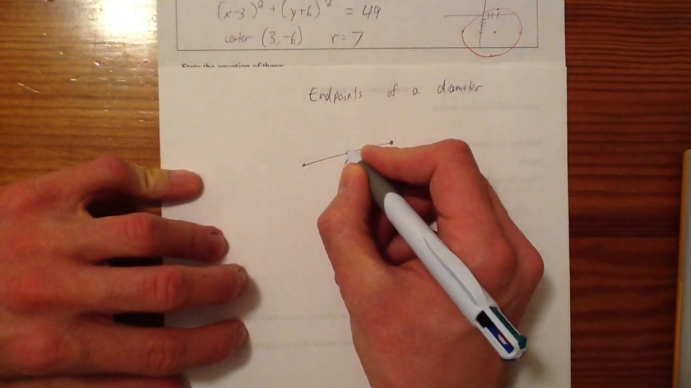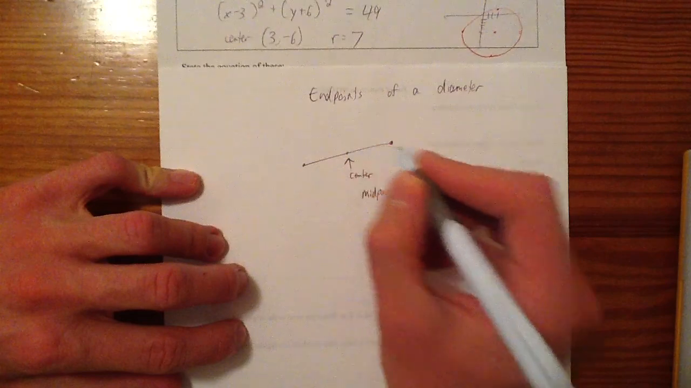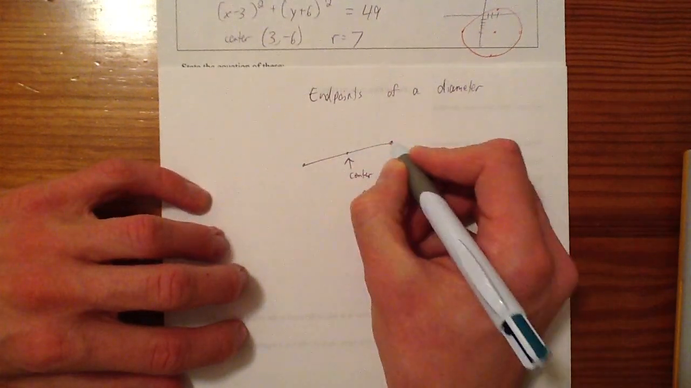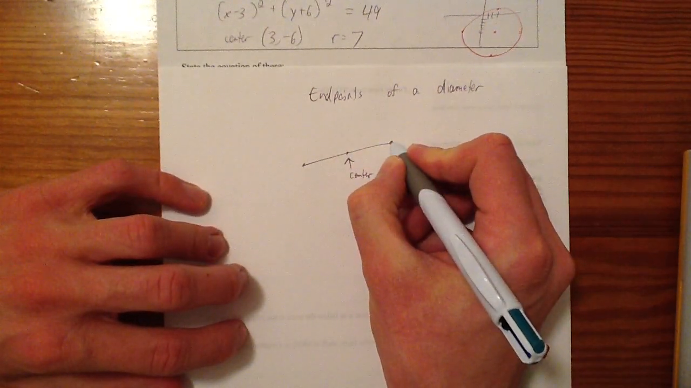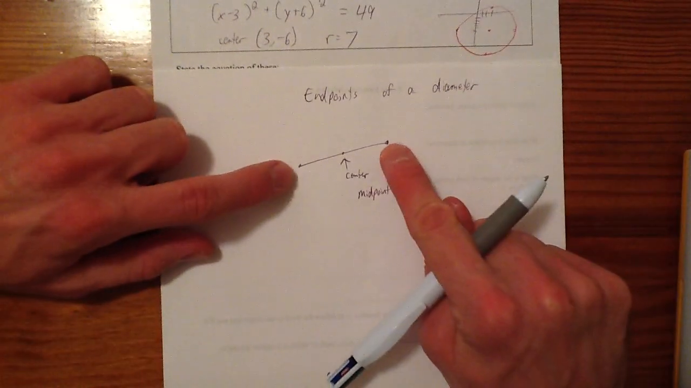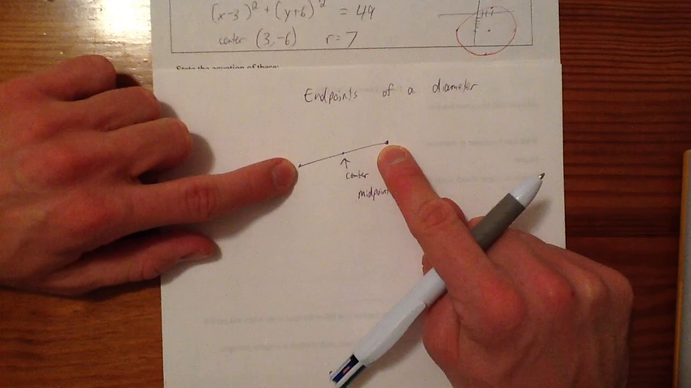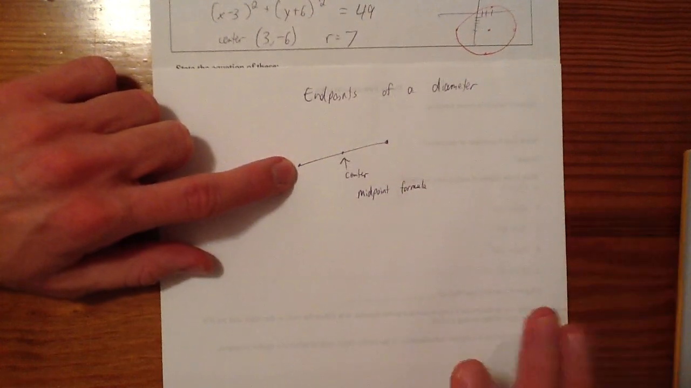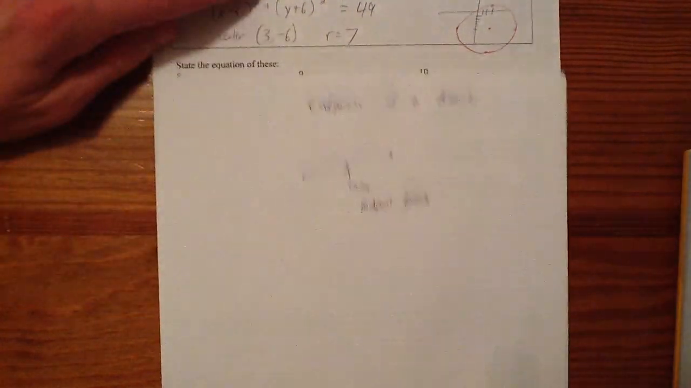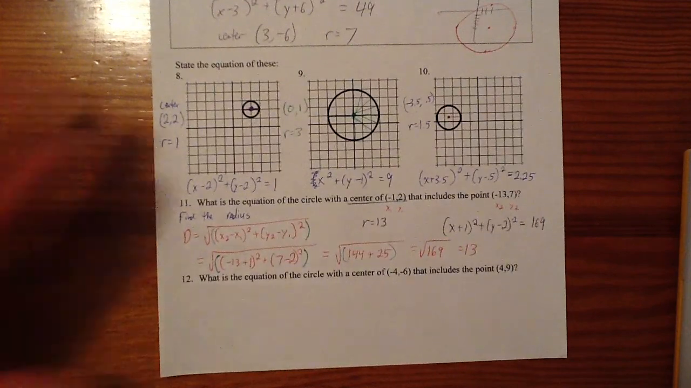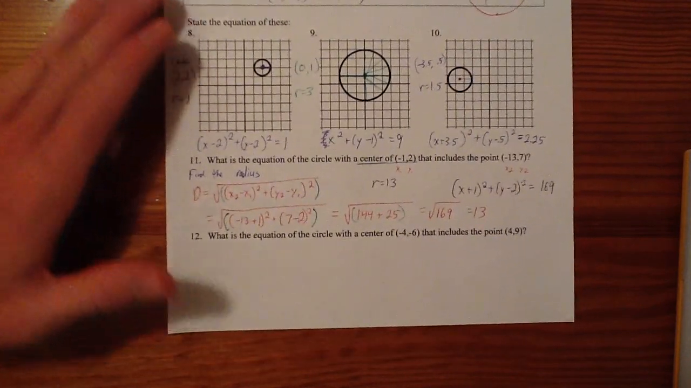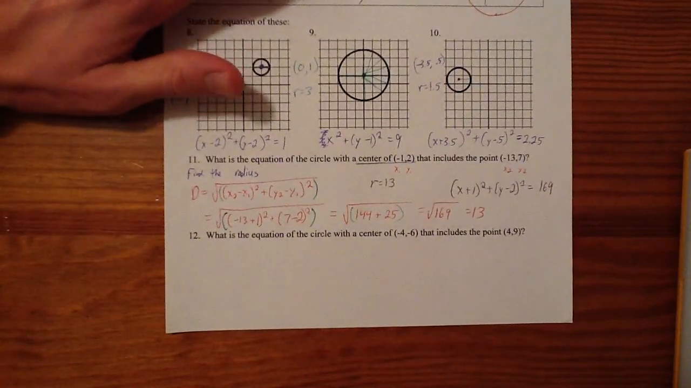And then you'll need to find the distance between the center and one of those points. Or you could find the distance between those two endpoints, and that would be your diameter. You could take half and get your radius, okay? I'm just giving you hints for when you get to the practice problems. Here goes. Number 12, very quickly, and then we'll call it a lesson.